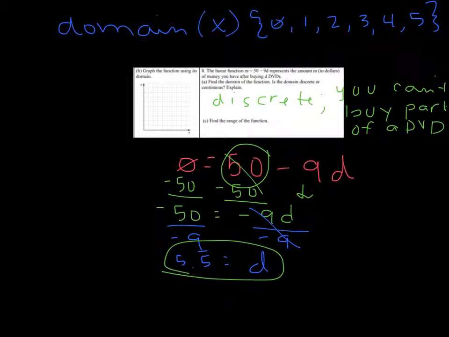Okay? Alright, this is how we list our domain. We use the little brackets and then we list the individual data points. We talked about that on day 1. Okay? Alright, so then it asks me to find the range of the function.